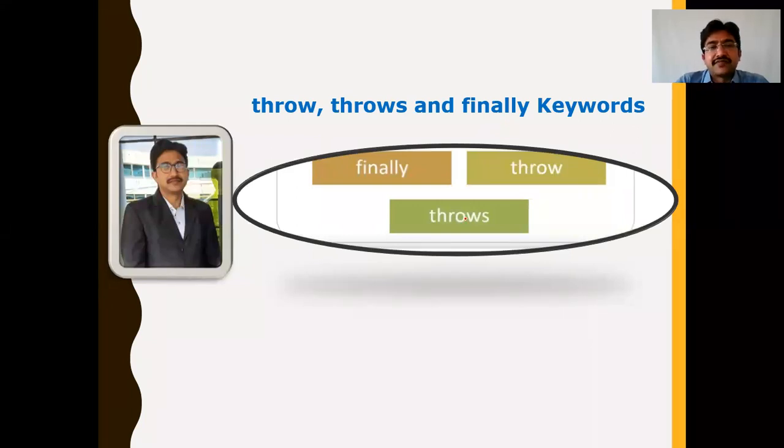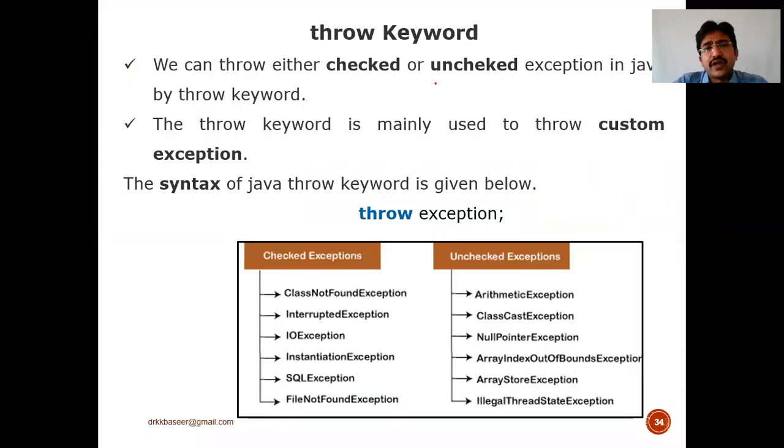Let me talk about the first one, throw. Throw can be used for checked and unchecked exceptions. What are the checked exceptions? We have ClassNotFoundException, InterruptedException, IOException, InstantiationException, SQLException, FileNotFoundException. Unchecked: ArithmeticException, ClassCastException, NullPointerException, ArrayIndexOutOfBoundsException, ArrayStoreException, IllegalThreadStateException, all such types come under unchecked. So to throw an exception, we can use the throw keyword.